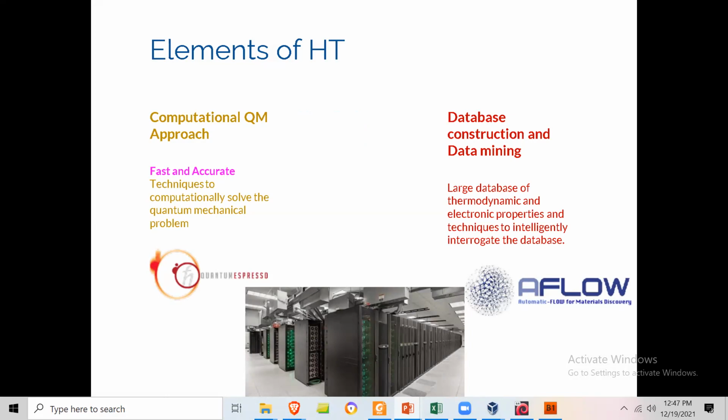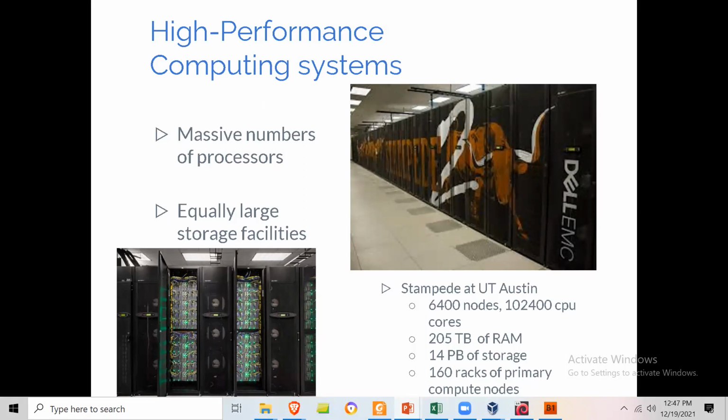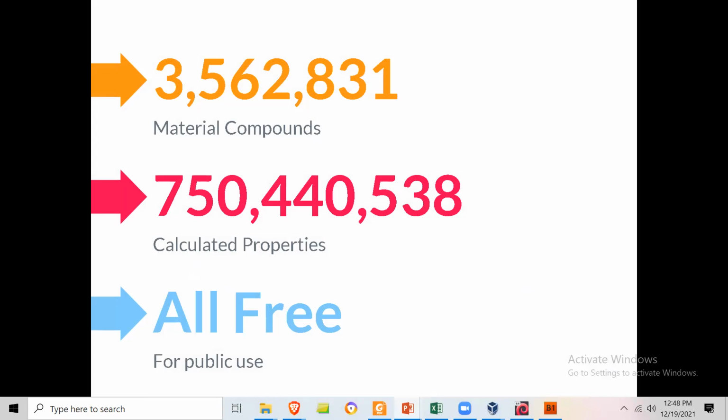These are already done. So you have these types of computers, racks and racks of computers being put together. This is Stampede at UT Austin, where we had access to 100,000 cores. This was in 2016 probably, and then they upgraded to a much larger version after that. Once that was done, you have a database of computational calculations available. In AFLOWLIB, there are 3.5 million compounds already calculated, and 75 million properties done.